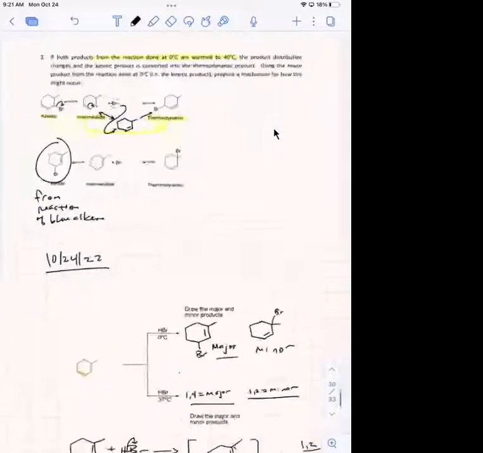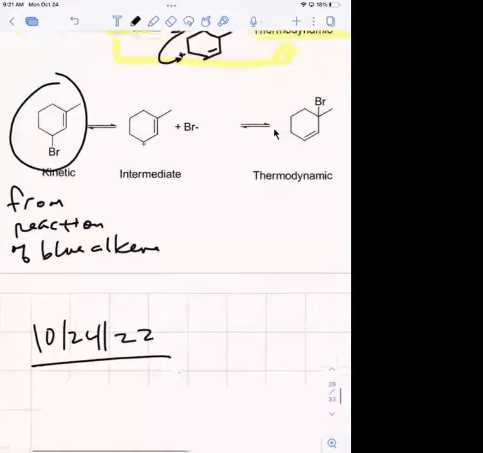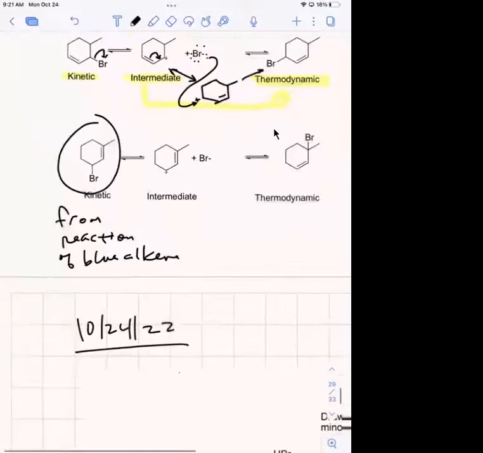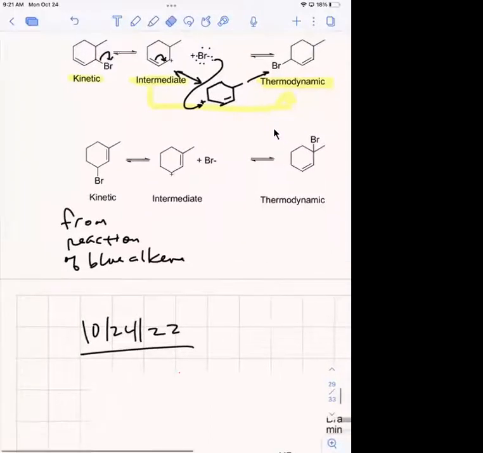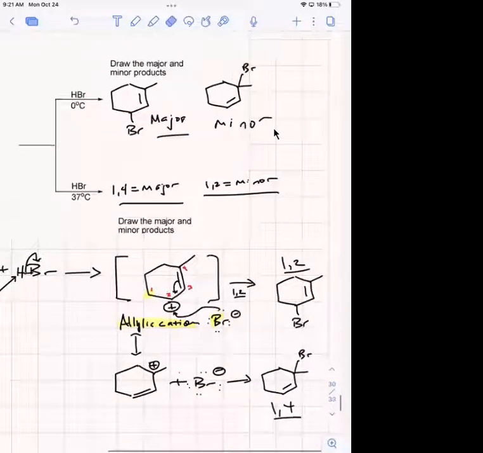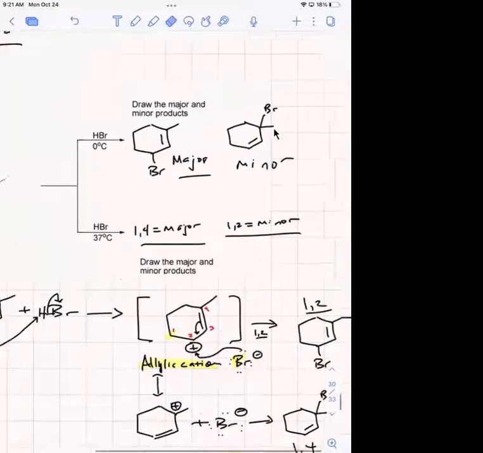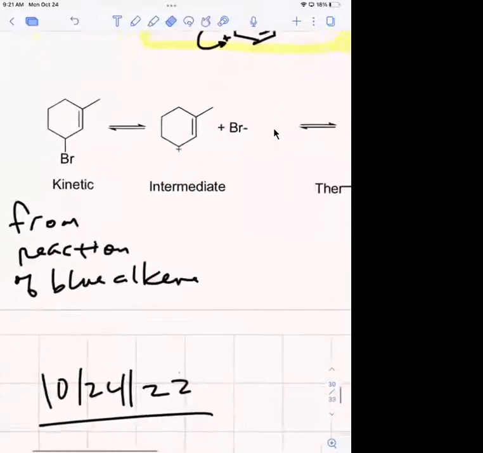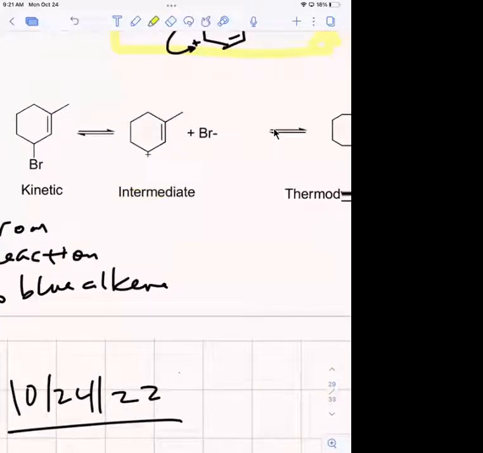All right. So if we go back up to here and we think about these two, this being the kinetic product from the blue alkene that we just looked at. Can y'all see that? So that's the kinetic product. Same thing. The 1,2 product is right here. How do I get from that back to the intermediate?